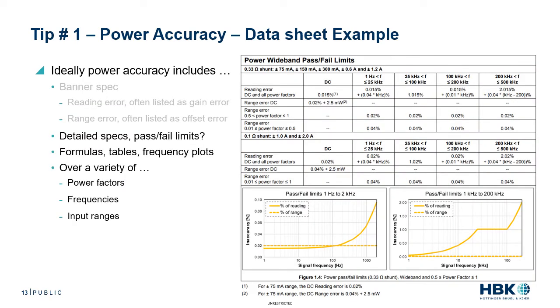Next, the accuracy specifications on the datasheet should be detailed and identify whether they are pass-fail, otherwise known as guaranteed specifications, or just typical, otherwise known as not guaranteed. In this example, the datasheet states pass-fail limits, so they're guaranteed specifications. Also, it's good to have more detail, including formulas, tables, frequency plots like you see here, and specifications over a variety of power factors, frequencies, and input ranges.